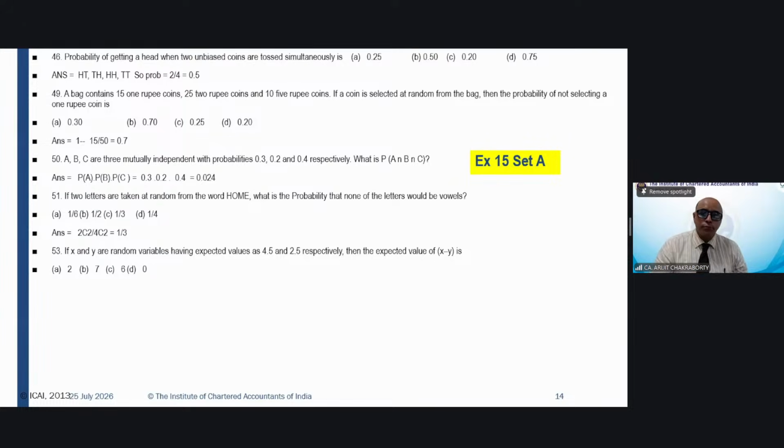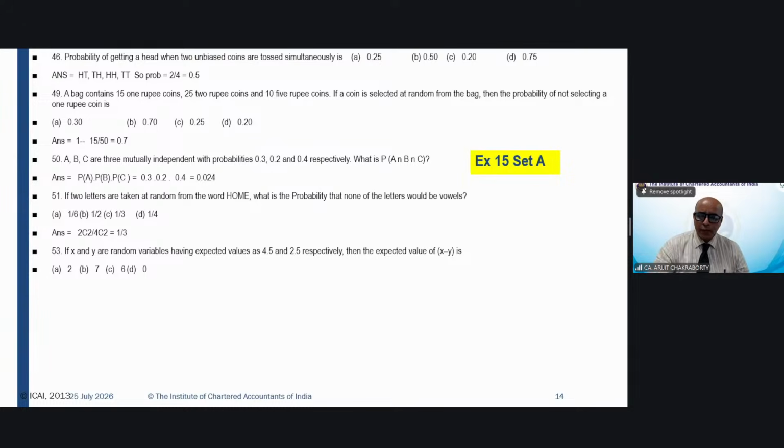We were discussing mean deviation and standard deviation. The question says, if x and y are random variables having expected values of 4.5 and 2.5 respectively, then the expected value of x minus y is how much? Well, this is a simple application.